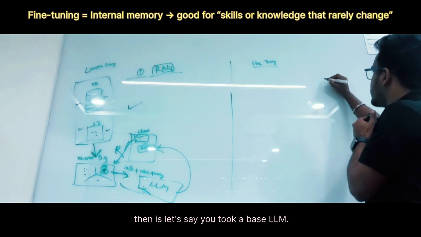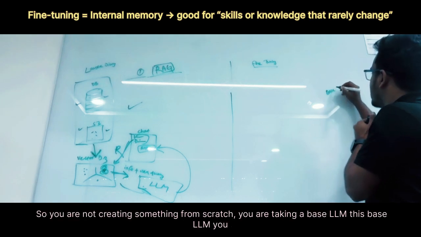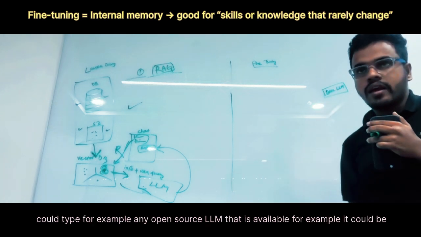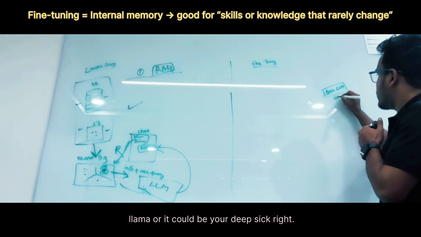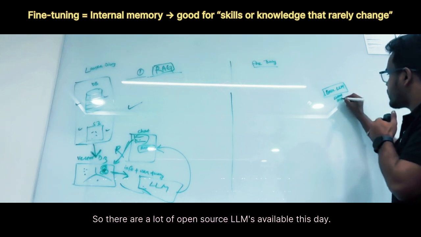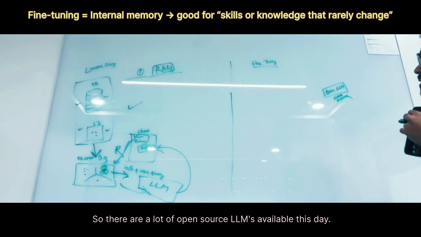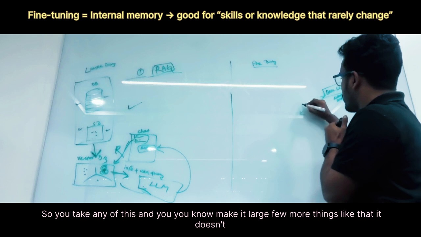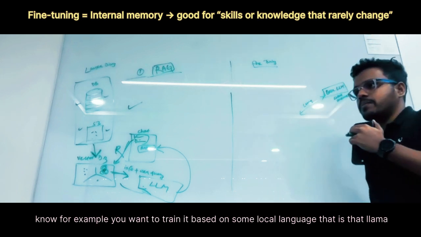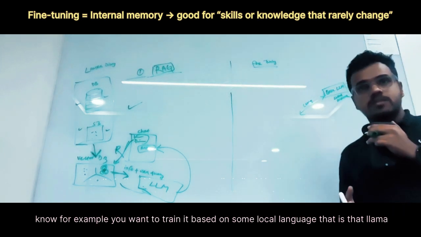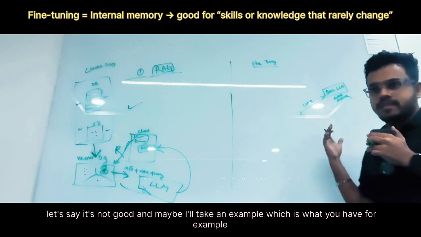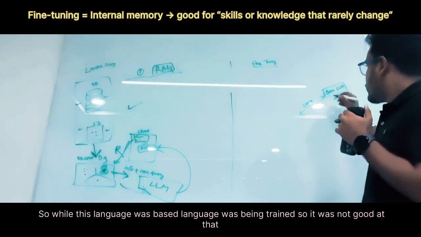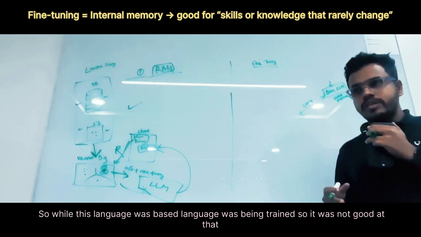Fine tuning is, let's say you took a base LLM. You are not creating something from scratch. You are taking a base LLM, which could be any open source LLM that is available, for example Llama or DeepSeek. There are a lot of open source LLMs available these days. You take any of these, and you make it learn a few more things that it doesn't know. For example, you want to train it on some local language that Llama, let's say, is not good at. Maybe I'll take an example, which is Odia. That's a language. While this base model was being trained, it was not good at that language.